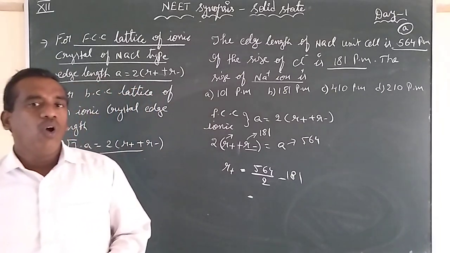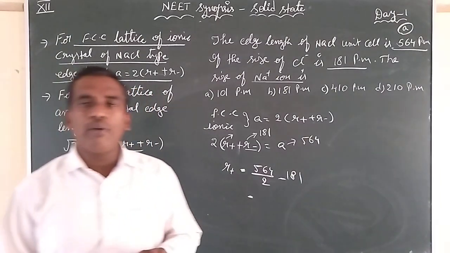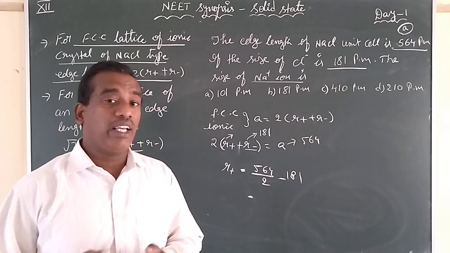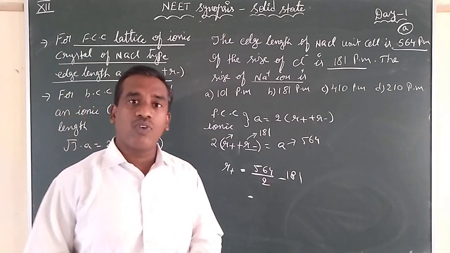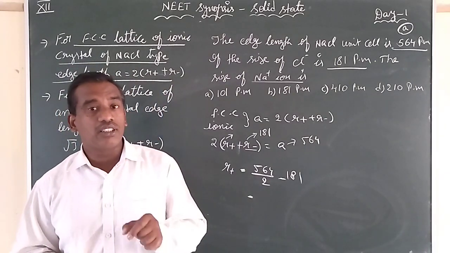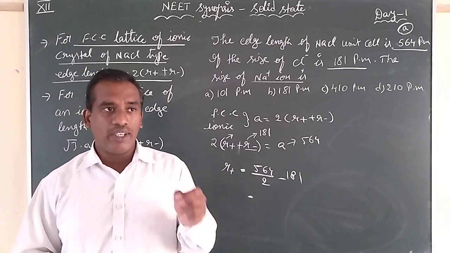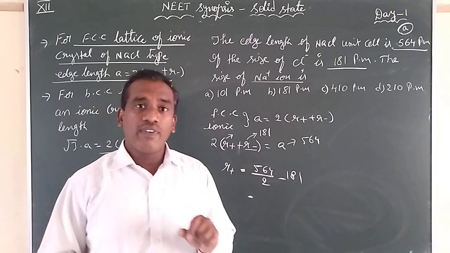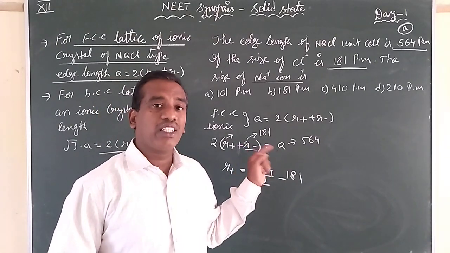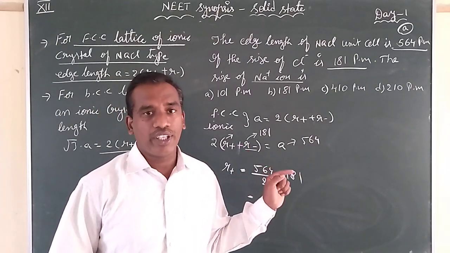So this is how, we know only about edge length and radius in FCC, but in today's session what have we learned? We have learned the distance or separation between the anion and the cation, and also how to find the edge length in FCC having the ionic type of crystal.